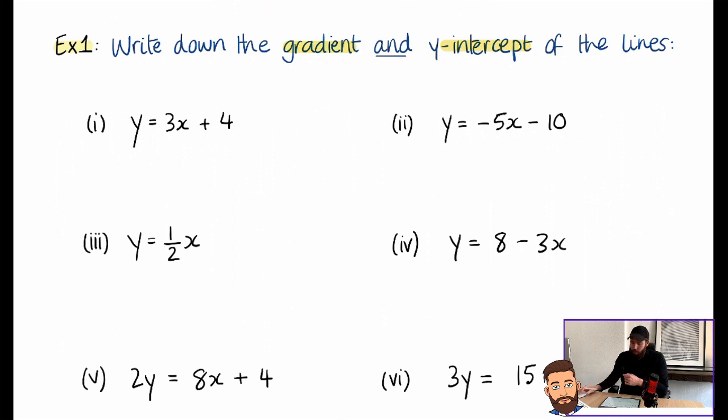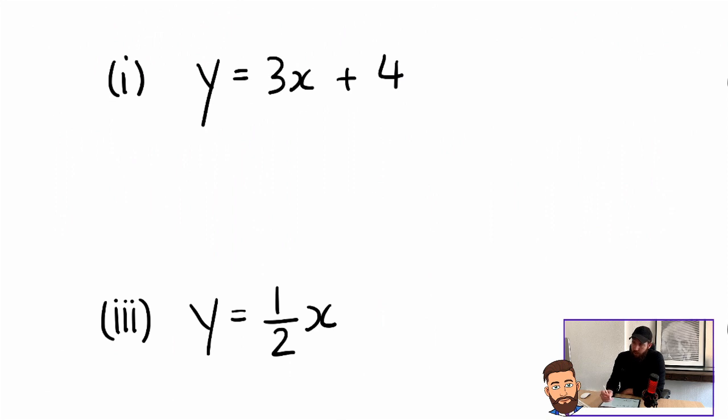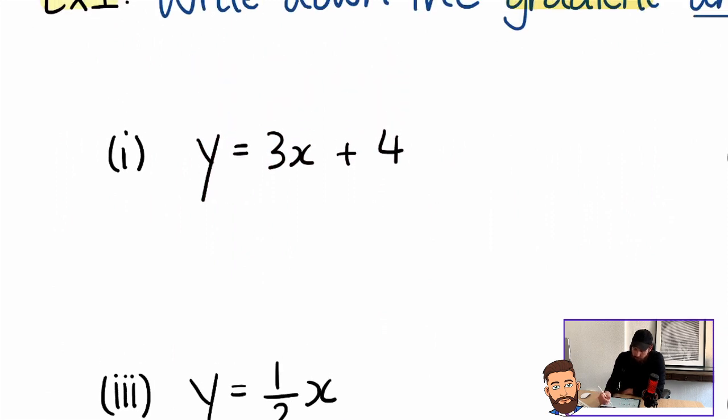So, example 1 says write down the gradient and the y-intercept of these lines. Well, if we focus on the first one, we have the equation y equals 3x plus 4. Now, I'm just going to write the equation of a straight line above. It is y equals mx plus c. You need to remember that and drill that into your memory because it will make these questions so much easier. Y equals mx plus c is the equation of a straight line.